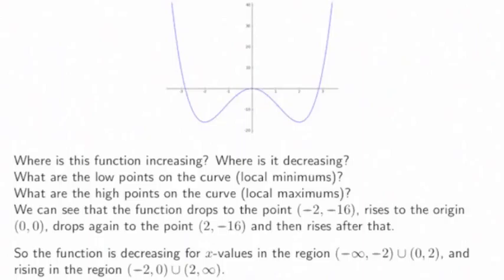The local minimums occur when x is minus 2 and so the y value is minus 16, or when x is positive 2 and the y value is minus 16. The local maximums occur at the single point 0, 0, at the origin. In the next lesson, we will look at piecewise functions.